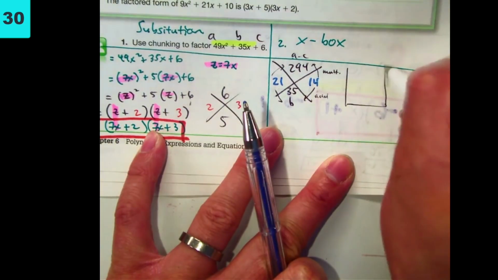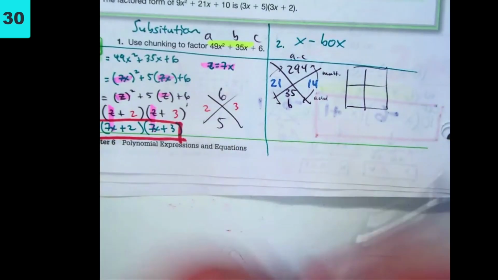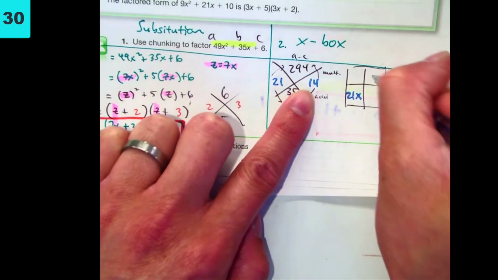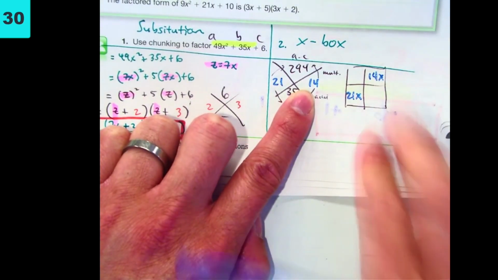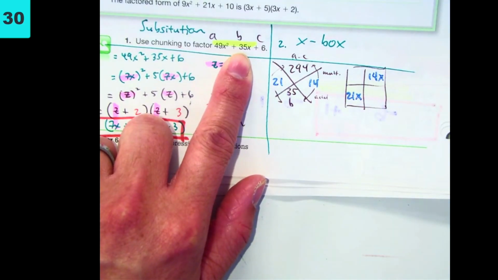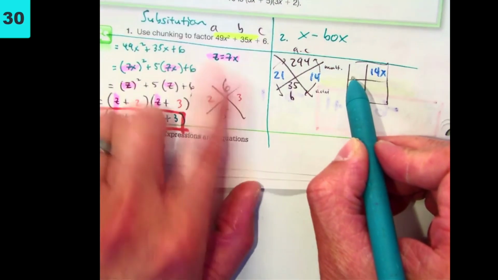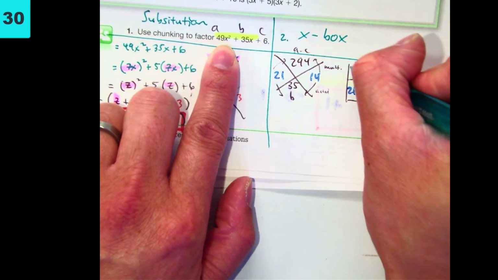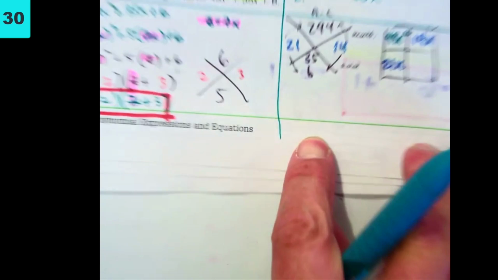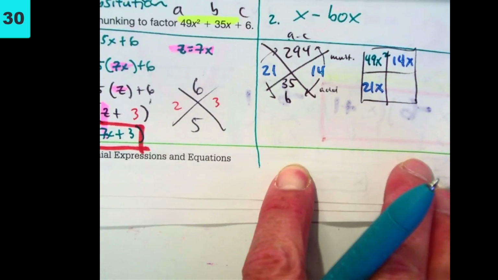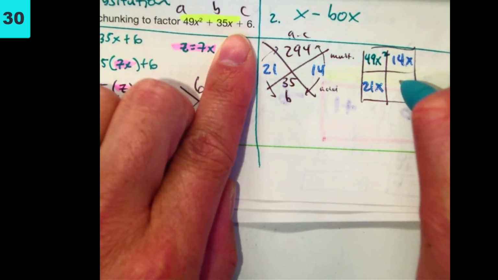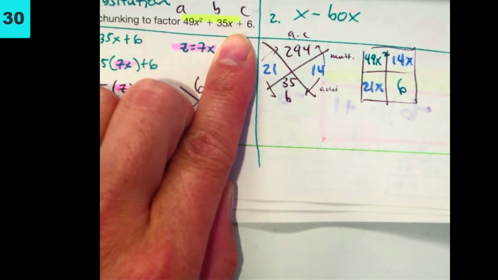Let's go ahead and put this in a box now. I have 21, and I'm going to add x. And 14, I'm going to add x. And the reason why you add x is we're basically splitting the b term. In the top left will always go the a term, 49x squared. And the bottom right, what am I going to put, class? 6. That's always the c term.